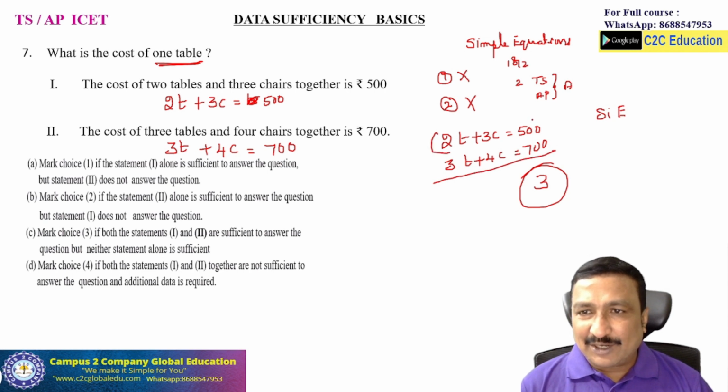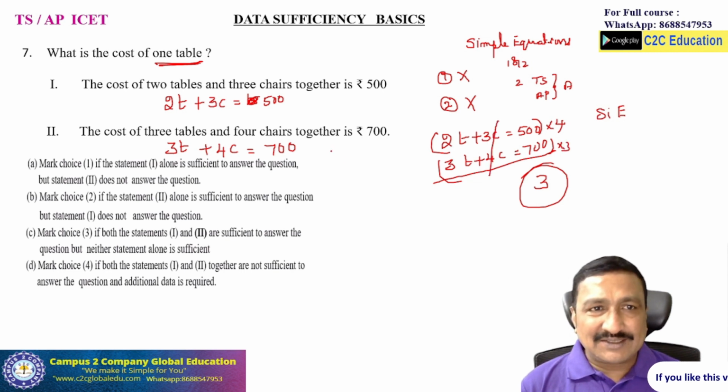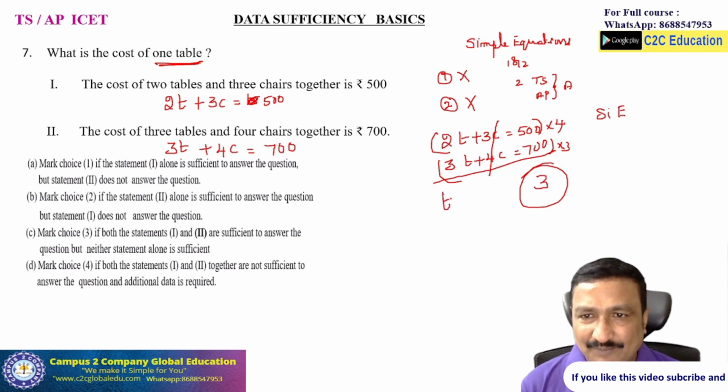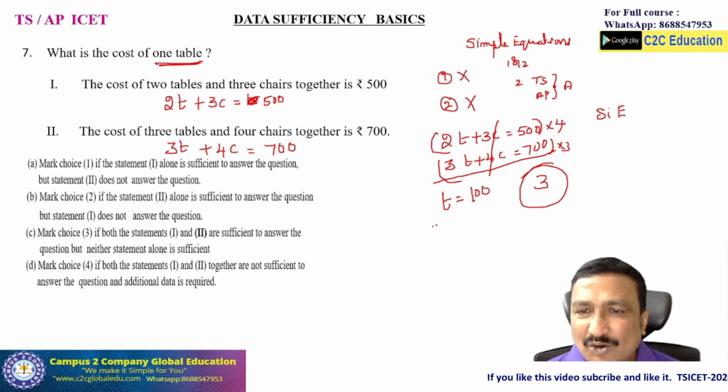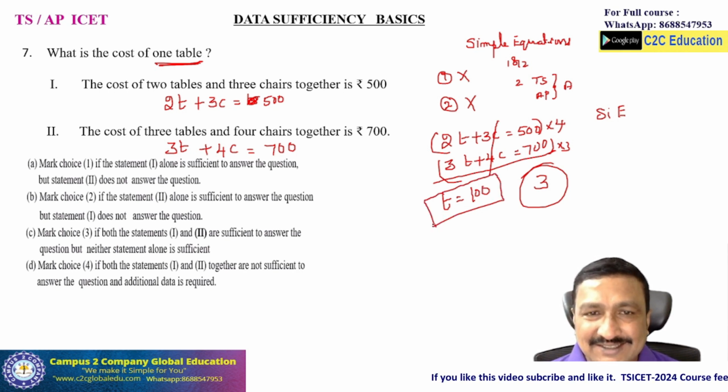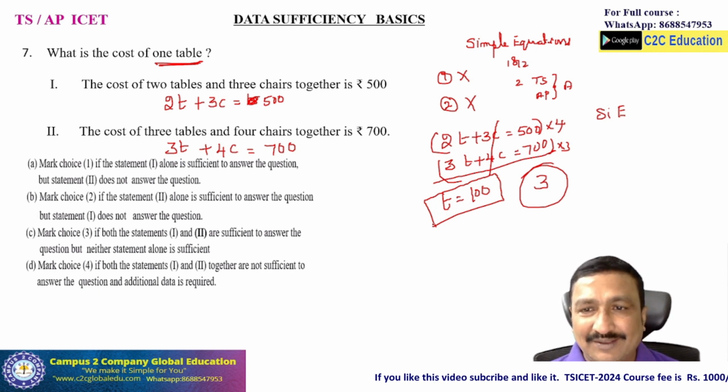But if you don't have the subject knowledge, purely you have to solve these equations. So first equation multiplied by 4 and second equation multiplied by 3. Then the chairs get cancelled because they are asking table. So 3 3s are 9 tables, 4 2s are 8 tables, 9 tables minus 8 tables is equal to 1 table. And here 3 7s are 21 and 4 5s are 20, 21 minus 20, 100 rupees. This is not required in data sufficiency. They are not asking what is the cost. They are just asking whether we can find the answer from the given statements or not.